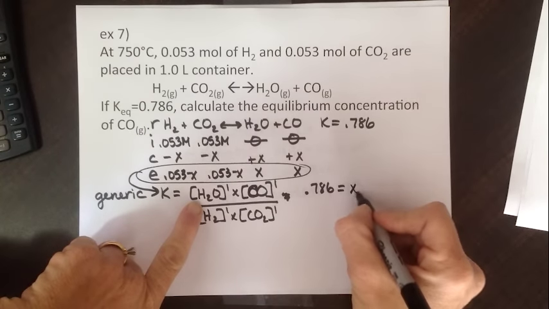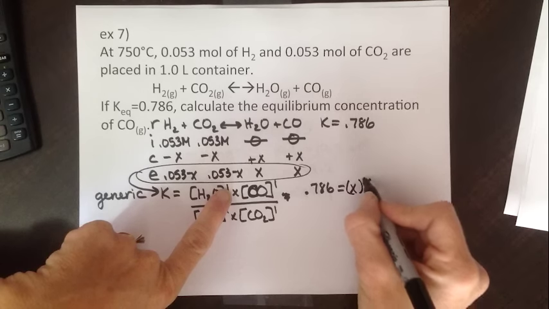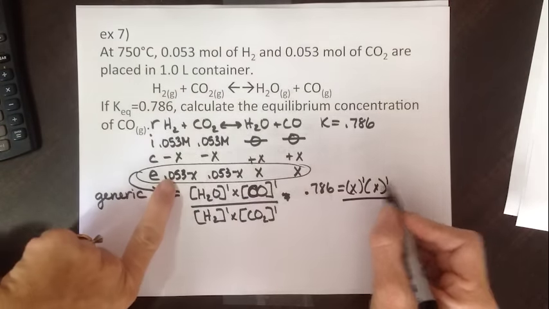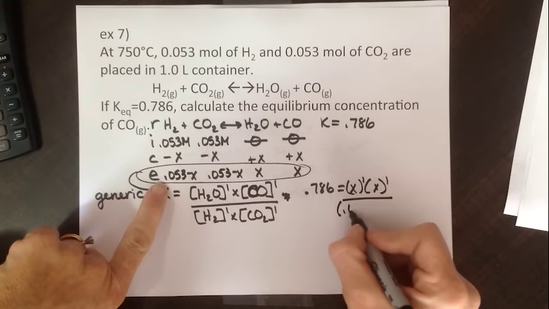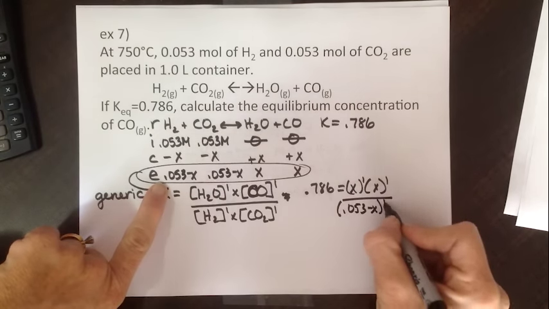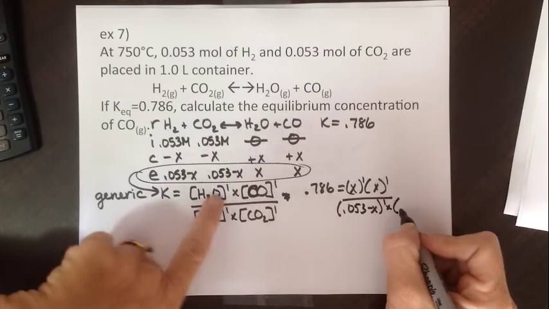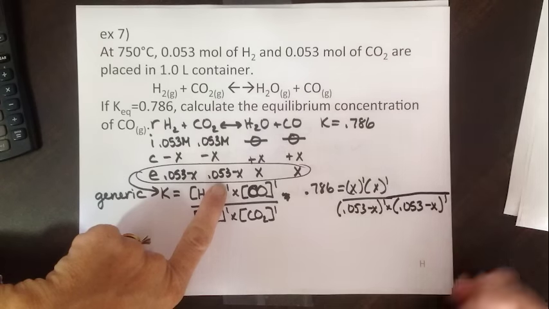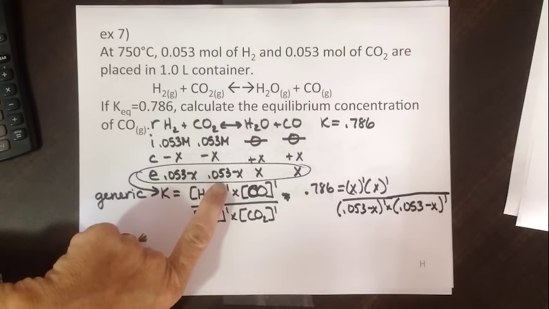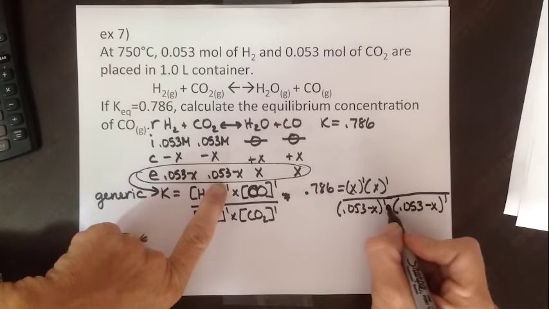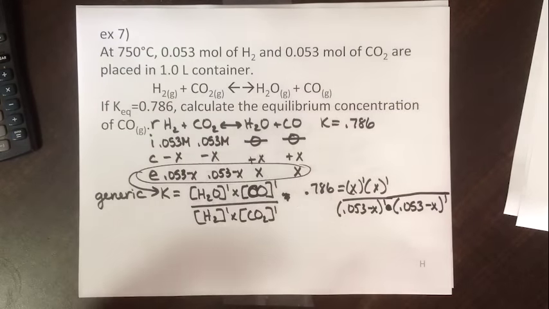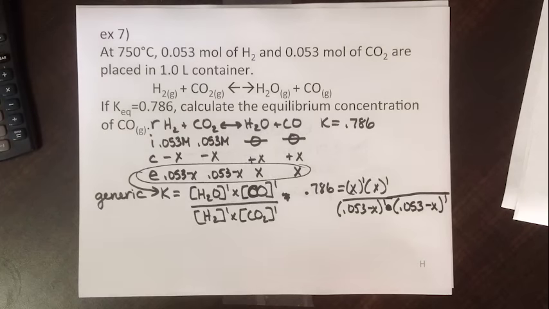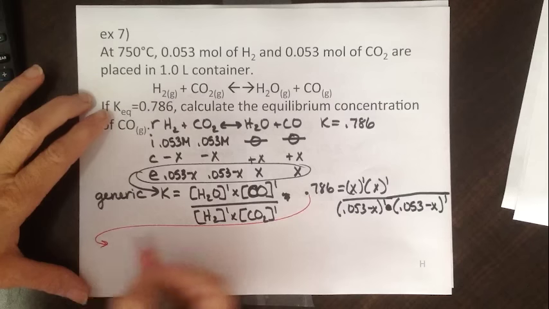So K equals x raised to the first times x, right there, raised to the first, divided by the hydrogen, which is 0.053 minus x raised to the first, times carbon dioxide, which is 0.053 minus x raised to the first. Whew, big bar. And now it looks like a lot. I'm going to change this x into a multiplied dot because I can't have so many x's. It makes me nervous. Now we're going to use algebra, so I'll pull out my algebra pen and see what we can do. All the way over here.